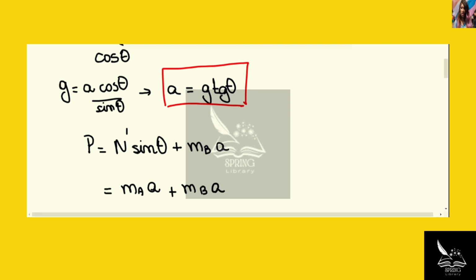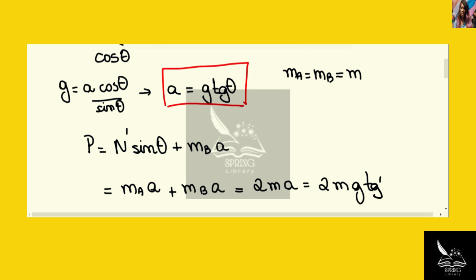Now the exercise tells us that MA and MB, the two masses, are the same and they're equal to M. So P is equal to 2 times M times A. So this is 2mg times tangent of theta. So P can only actually have one value, and the only value it can have is 2 times m times g times the tangent of theta, which concludes our exercise.